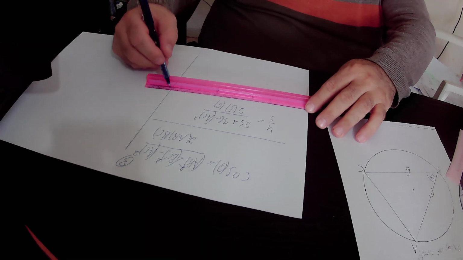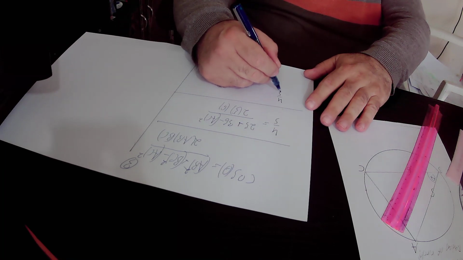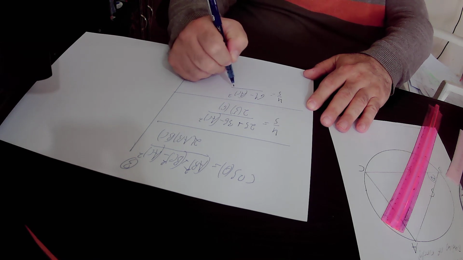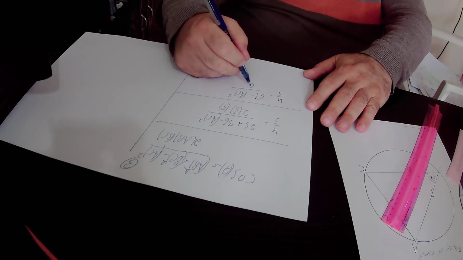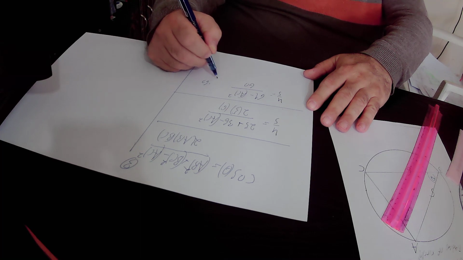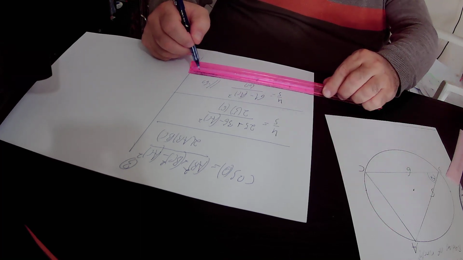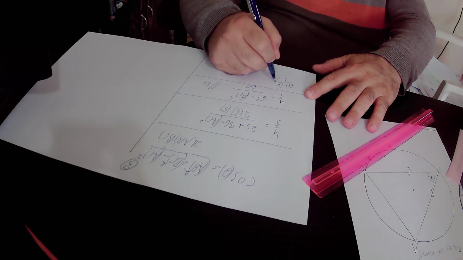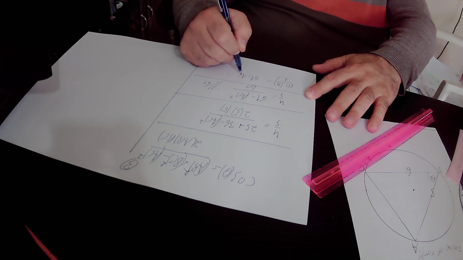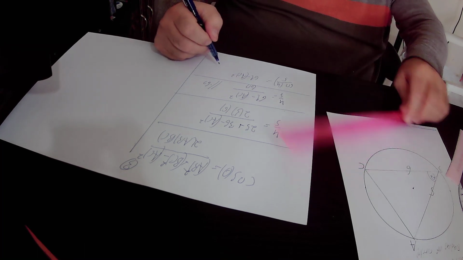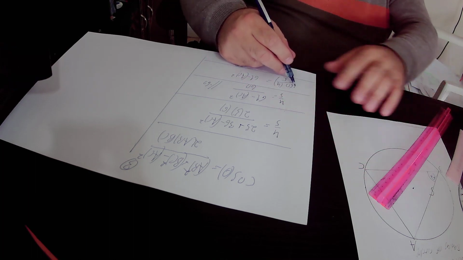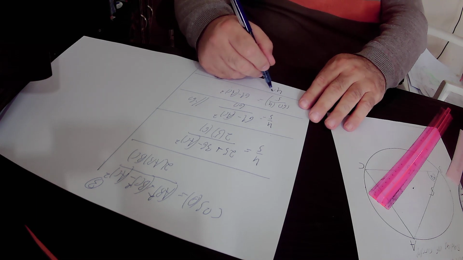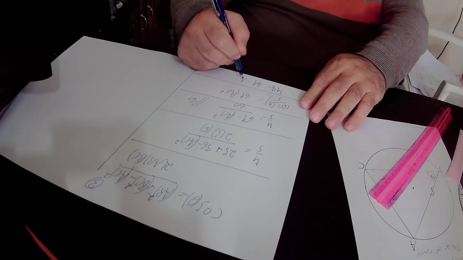So here we found out that 4/5 equals 25 plus 36 is 61 minus AC squared over 6 times 5 is 30, and 30 times 2 is 60. So we will multiply this equation by 60, and we will get that 60 times 4 over 5 equals 61 minus AC squared. Here 60 over 5 is 12, and 12 times 4 is 48. 48 equals 61 minus AC squared.